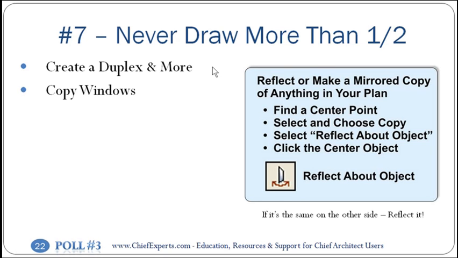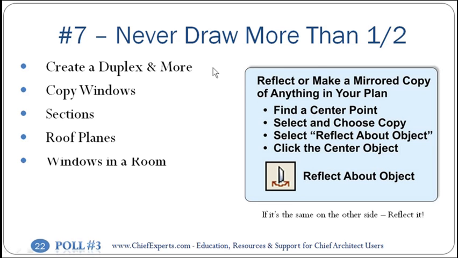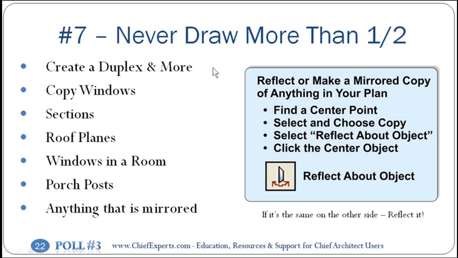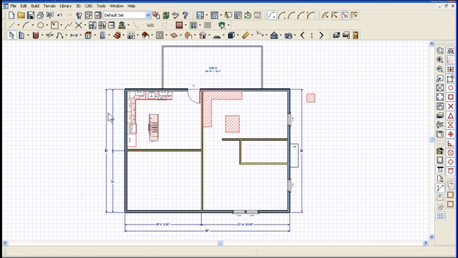Create a duplex, fourplex, quadplex, whatever you want. Copy windows, doors, sections, roof plans, windows in a room, porch posts, anything that you want can be mirrored. You never have to draw more than half of anything. All right, let's go into our plan. Take a look at that.